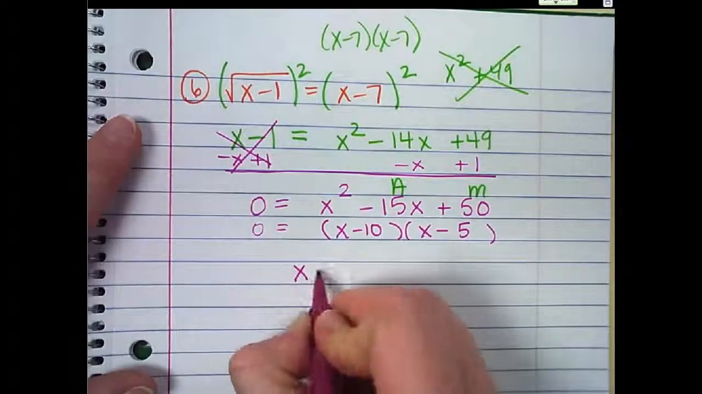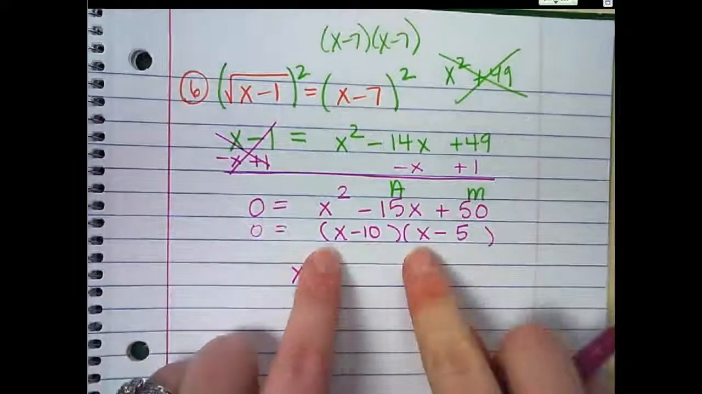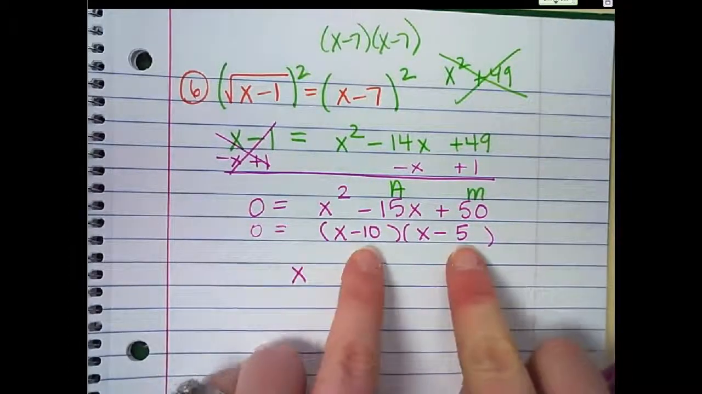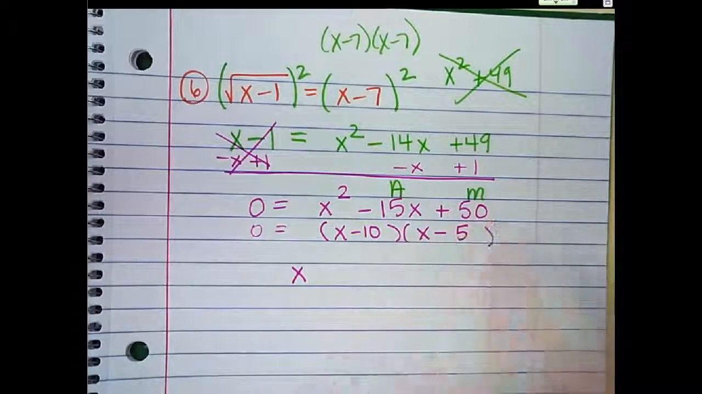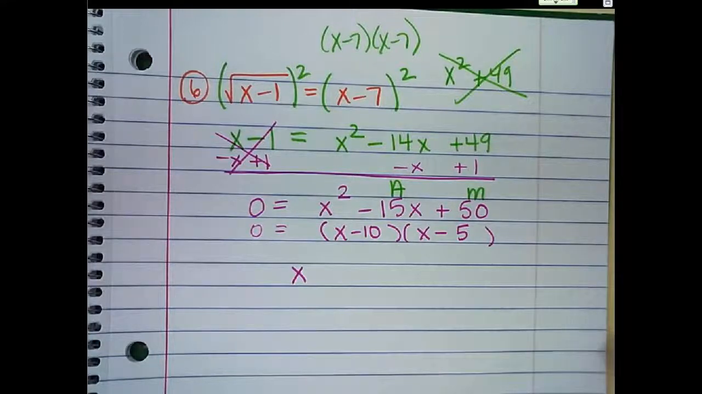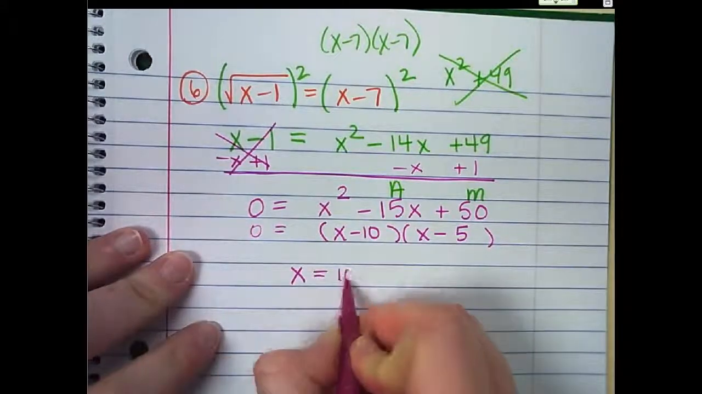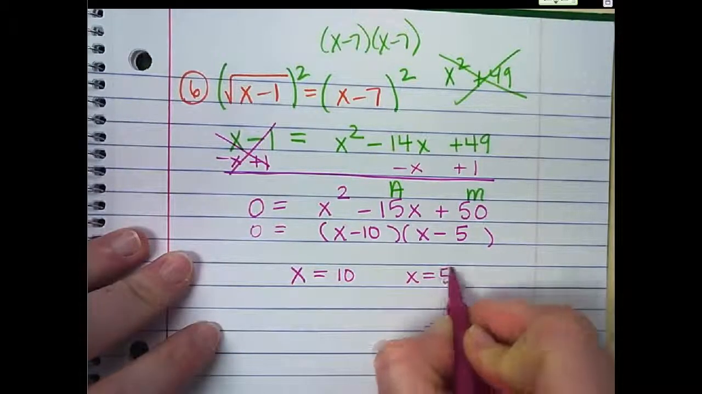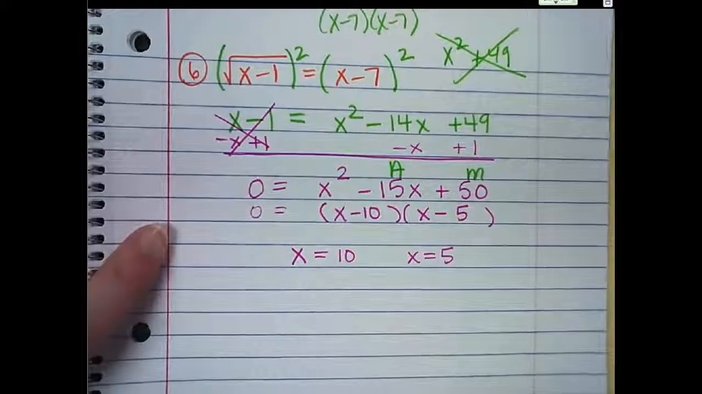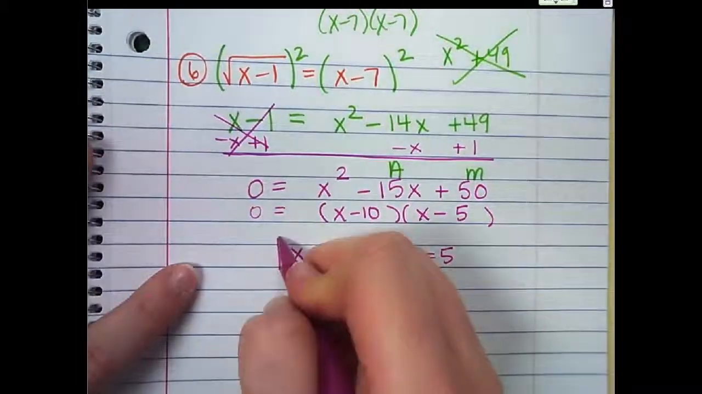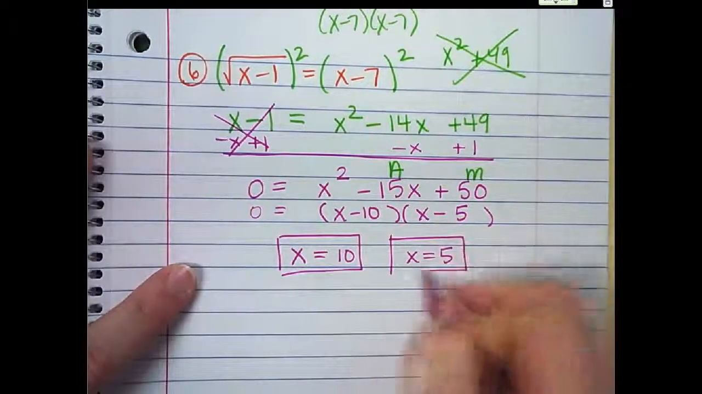Wait, say that again. How do you check it? So to check it, you can either FOIL it all out or do this. I just check that these two add to give me negative 15, and these two multiply to give me positive 50. So what does x equal? x equals 10 and x equals 5. That means I have to check both answers. Usually only one of them works. So I'm going to box both for now, and then we'll check both.